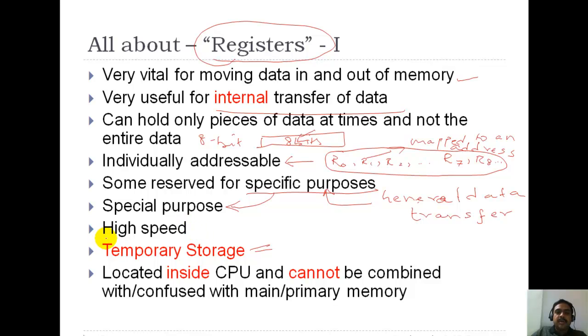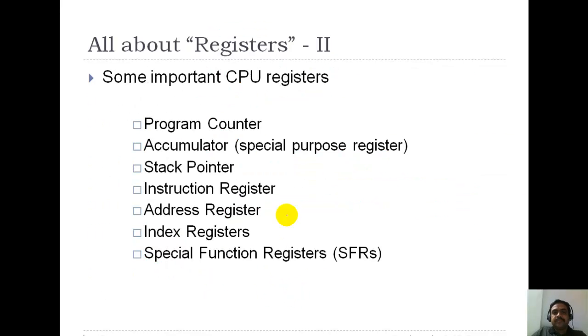One important point to be noted is these registers are of high speed. When I say high speed, what I am talking about is the rate at which the CPU writes into these registers and reads from these registers is the quickest when compared to the other memory hierarchy present in the entire embedded system. And this I have been stating so many times, they are located inside the CPU and cannot be combined or confused with main or primary memory.